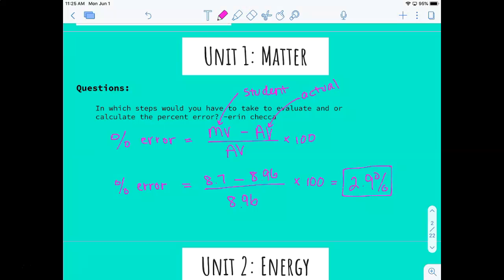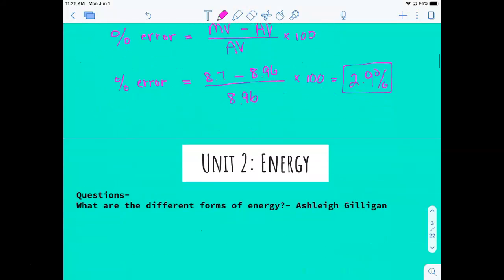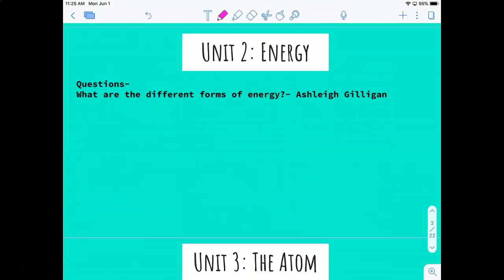And that's pretty good. Percent error, you want a low number. That means you're accurate. Okay. For our energy unit, this is a great question. What are the different forms of energy? So I'm just going to go over some of the really important ones.